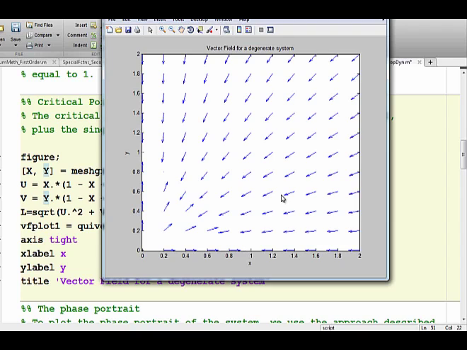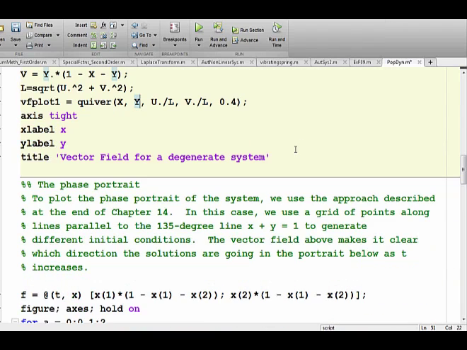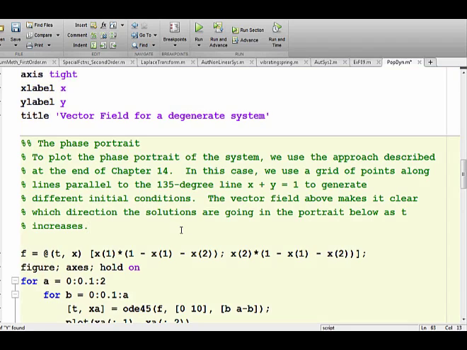So this is a picture you haven't seen before. All the solution curves are converging to the line x plus y equals 1. And which point they converge to depends upon which line emanating from the origin they are on. So to plot the phase portrait of the system, I'll use the approach from the Doom book. In this case, I'm going to use a grid of points along lines parallel to the 135 degree line x plus y equals 1 to generate different initial conditions. It makes for a better picture. Let's draw it.